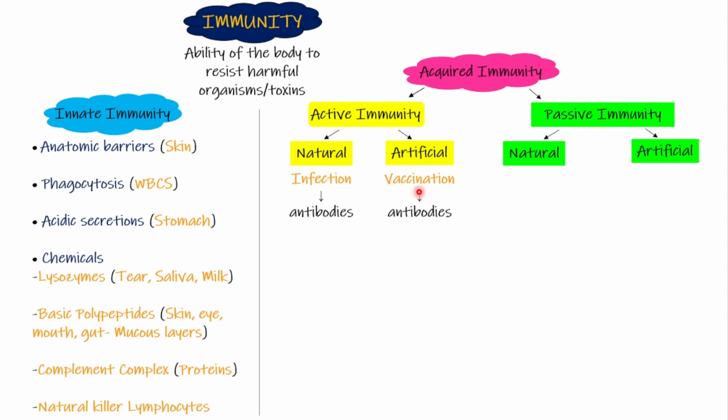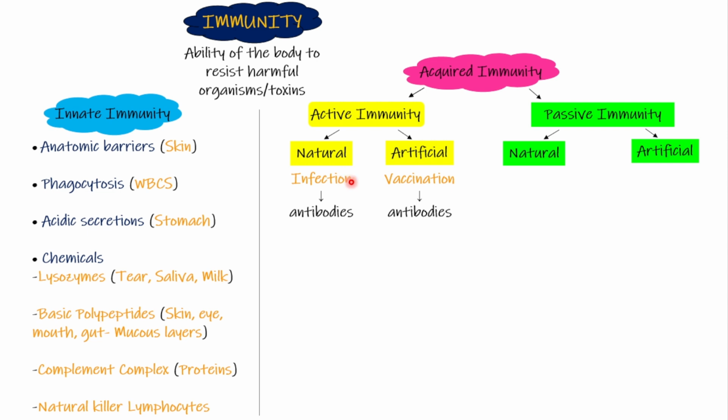So what exactly is vaccination? The vaccination is a process in which the body is exposed to dead foreign organisms or semi-dead foreign organisms or some partial toxins of the foreign organisms, and the body just gets activated. The body thinks that I'm being infected, so the body starts producing antibodies.